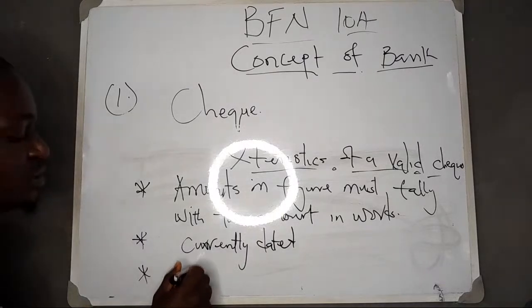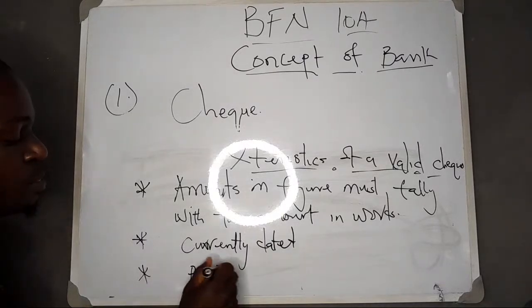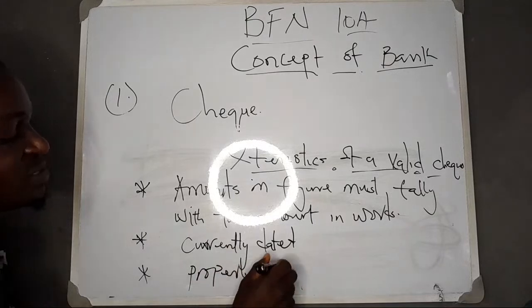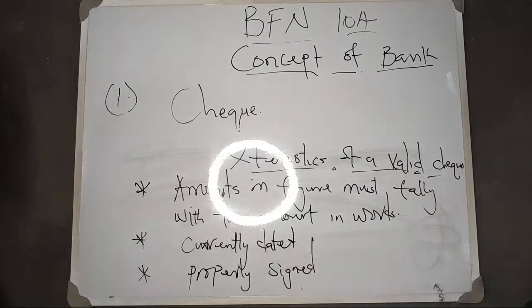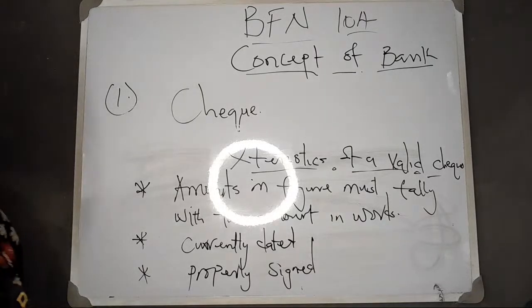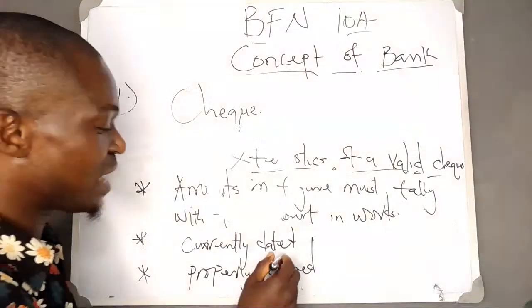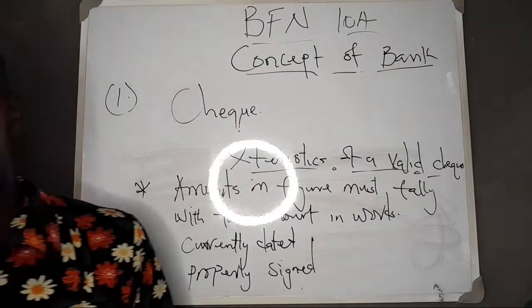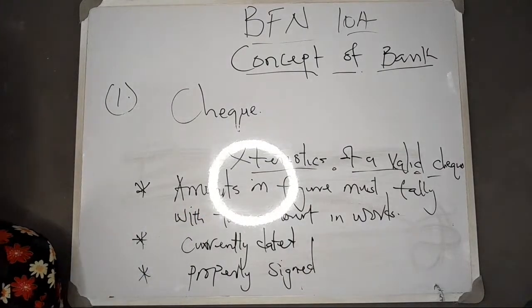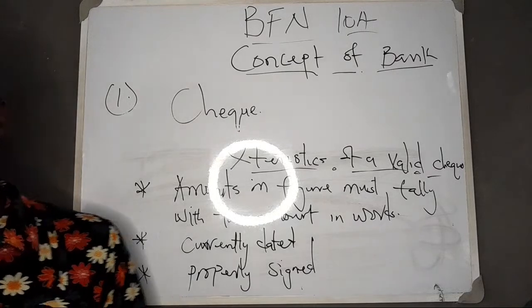It must be properly signed, which means the signature of the drawer that is with the bank must correspond with the signature on the check before it can become valid. So this is one of the characteristics of a valid check.